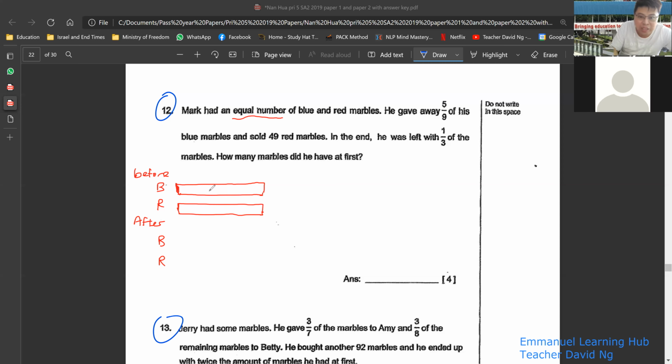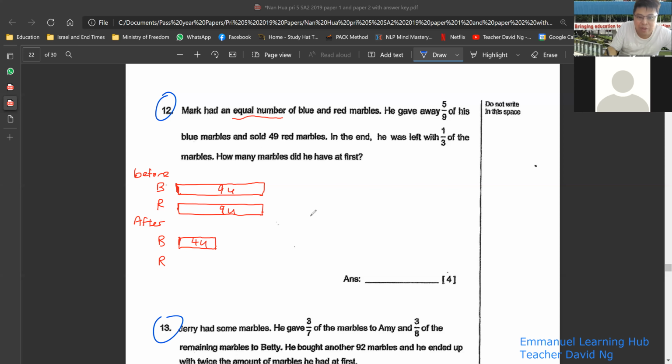Okay. So here, instead of writing, cutting it into 9 parts, right? Simple, just write 9U. Makes sense? He gave away 5 units of the blue, right? That means he left 4 units here, right? Just write 4U. Make sense?